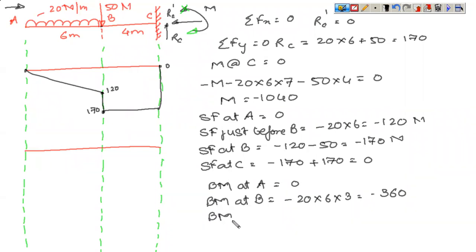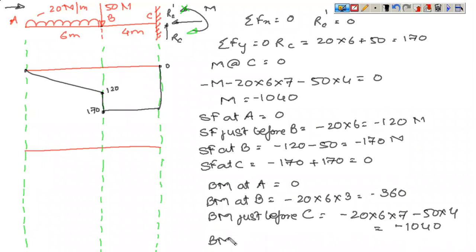So the next is BM just before C. So BM just before C is minus 20 into 6 into 7 minus 50 into 4. So this comes out to be minus 1040, and BM at C is minus 1040 plus 1040. This amounts to 0. So now let us plot it. So this is 0. Next one is minus 360. So this is minus 360. BM just before C is minus 1040.